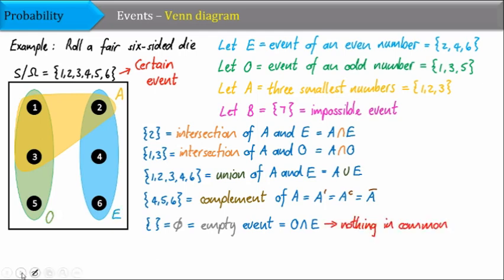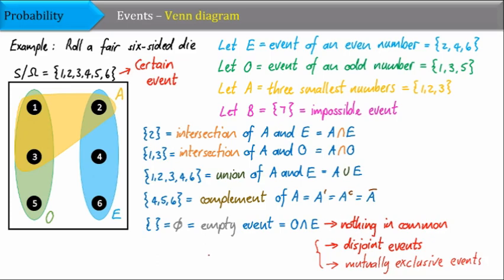Now, because they have nothing in common, we say that they are disjoint events. We can also say that they are mutually exclusive events. Right, so these two, disjoint and mutually exclusive, are both terms that mean that nothing is being shared between these two events.